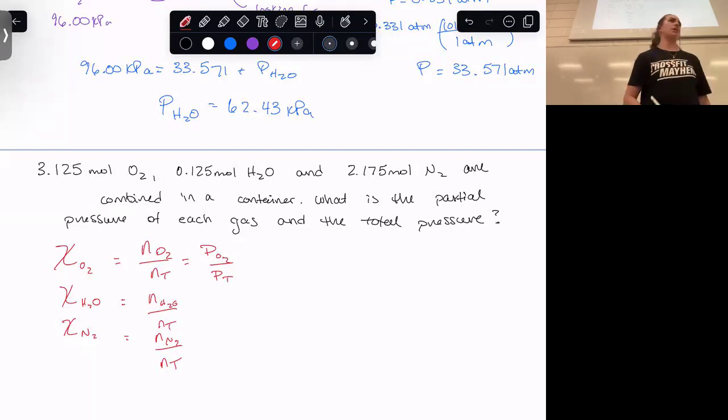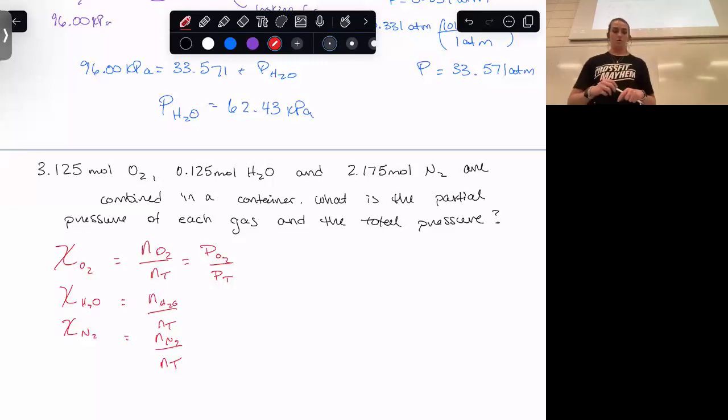Yeah, it doesn't really matter too much about temperature or volume here. We just know that this all is happening in a container. Alrighty, so how can we go about finding the partial pressure of each of these, or maybe even the total pressure of all of these?